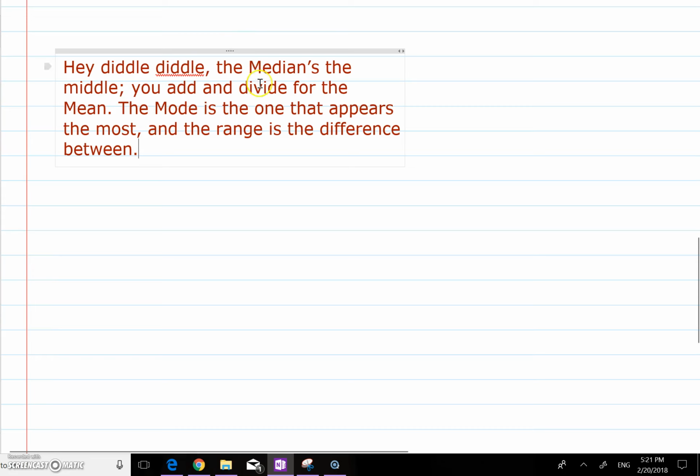Hey diddle diddle, the median's the middle. You add and divide for the mean. The mode is the one that appears the most, and the range is the difference between. So go ahead, pause the video and copy this down.